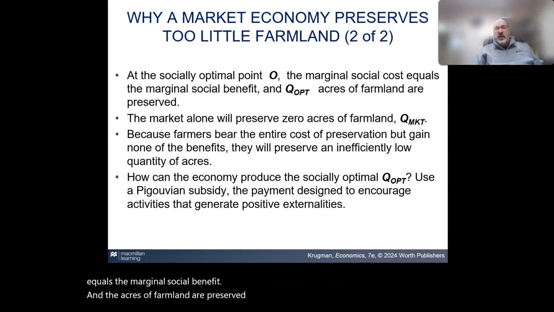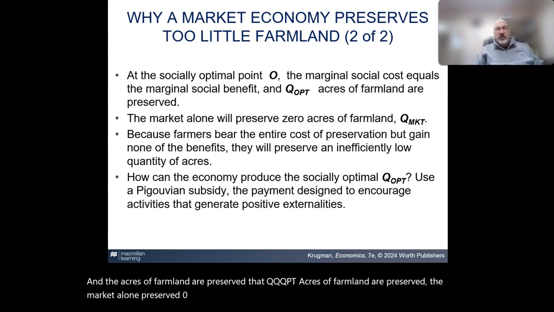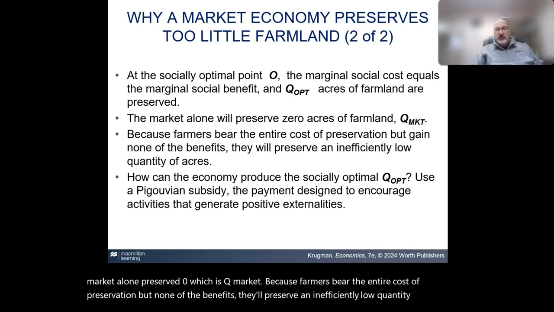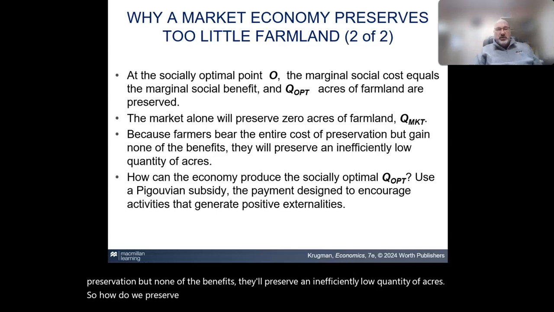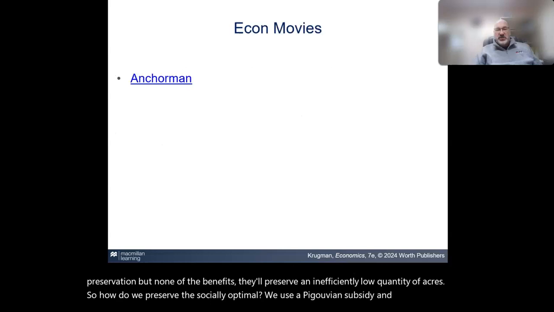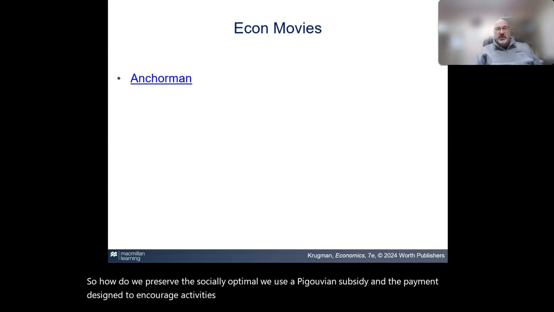Q_PT acres of farmland are preserved. The market alone would preserve zero, which is Q market, because farmers bear the entire cost of preservation but none of the benefits. They'll preserve an inefficiently low quantity of acres. So how do we reach the socially optimal quantity? We use a Pigouvian subsidy, a payment designed to encourage activities that generate positive externalities.